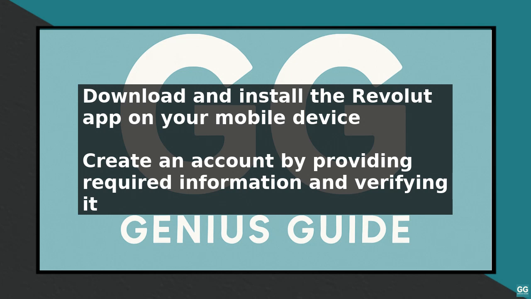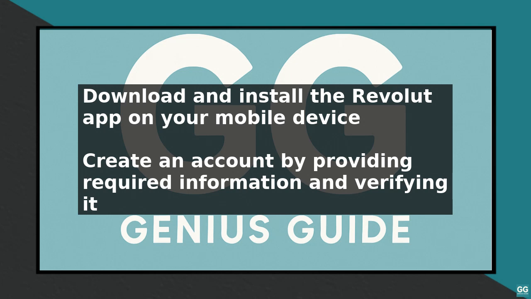First, you need to download and install the Revolut app on your mobile device. Once installed, create an account by providing the required information, including your name, email address, and password. Verify your account by following the instructions sent to your email.